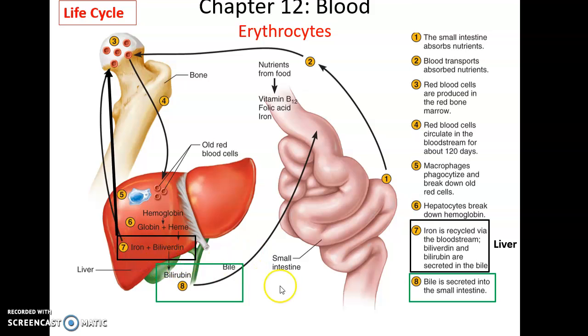we find the iron. And then the iron is recycled, sent back to the red bone marrow, and the remaining component of heme is secreted in bile. So the bilirubin, the breakdown component of heme that does not have iron, is sent to the gallbladder to be part of bile. And this is basically how the life cycle of the red blood cell functions, as well as the recycling of iron. And that is it for this lecture.